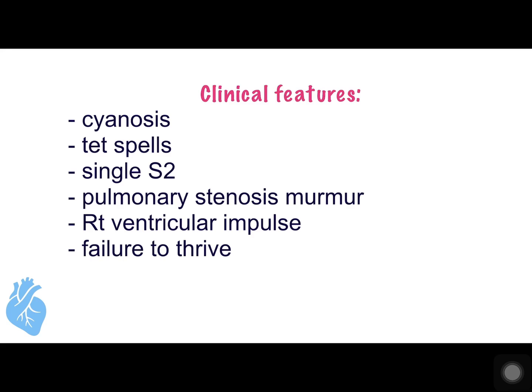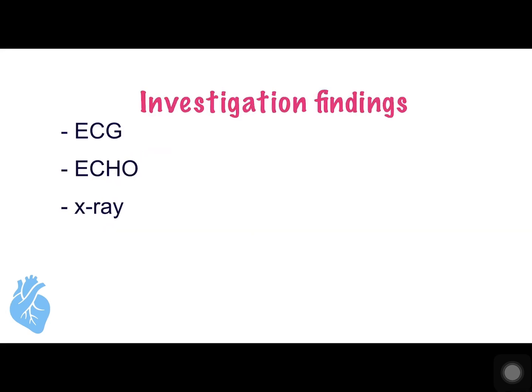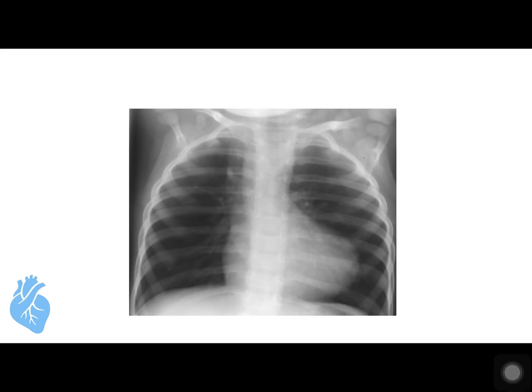The investigations can be simple: ECG, echo, X-ray. The ECG finding will obviously be right ventricular hypertrophy, right axis deviation, right bundle branch block, wide QRS complex. In the echo, we can see the anatomical defect very obviously. In the X-ray, because of the anatomical abnormality, the heart shape will be like a boot shape. It will be different from the normal shape we see in a normal X-ray.